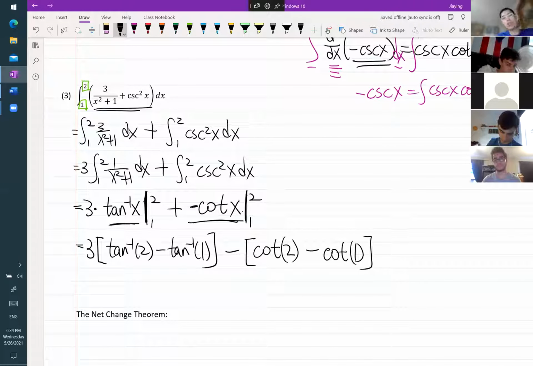You could keep the negative with the cotangent, it's up to you. Here I don't have a calculator, so I'm going to leave it as is, or if you use trigonometry, you can simplify this a bit. But no matter what, at the end you should end up with a number. So the result is a number.